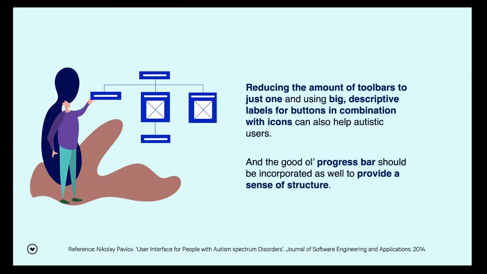Number six, navigation. So the next point was basically about navigation. What I concluded, based on the entire research that I found, was that we should just keep it as simple as possible. So, reducing the number of toolbars to one, and having big descriptive labels for buttons in combination with icons. Again, this really helps autistic people, but also people with reading disabilities or visual impairments. And obviously a progress bar. It's a good practice anyway, but giving people the sense of structure that a lot of people with ASD like or need really helps make things a little bit easier.